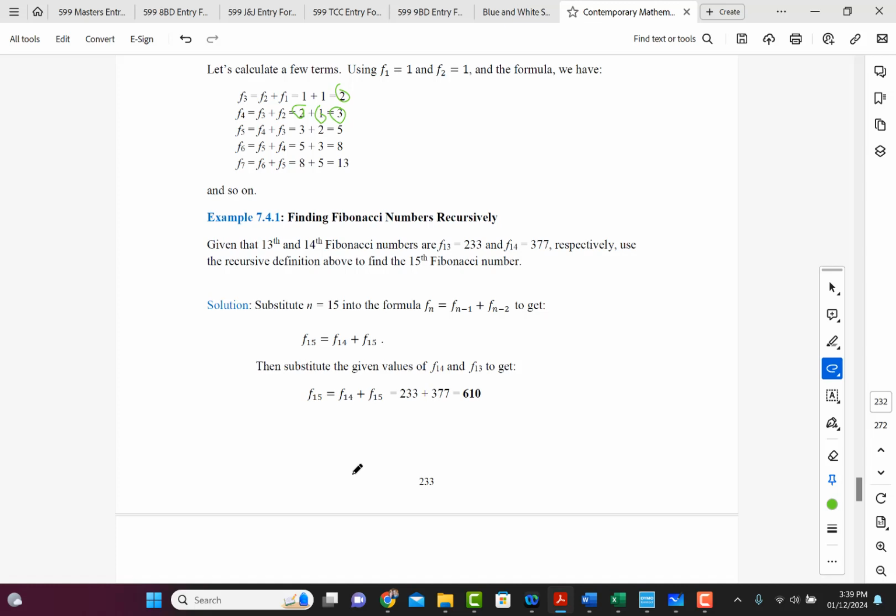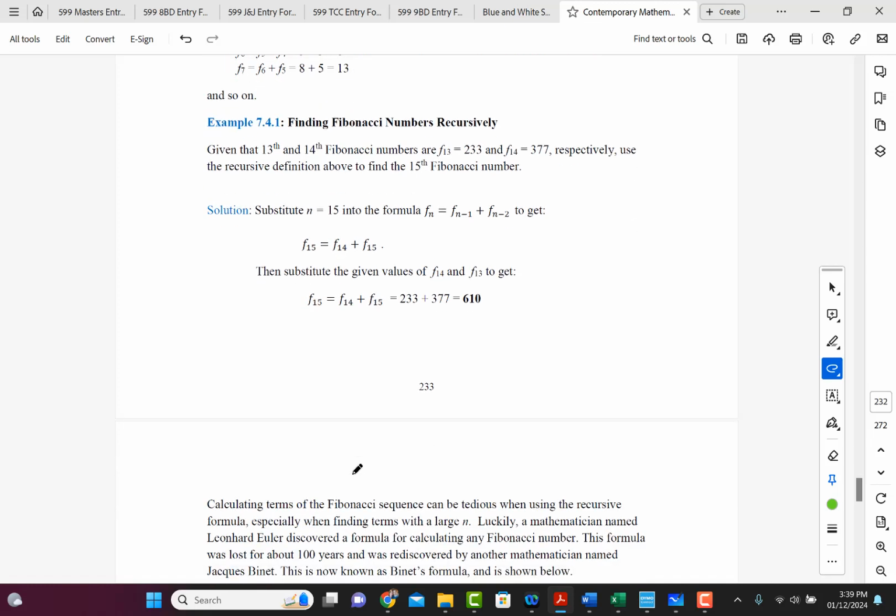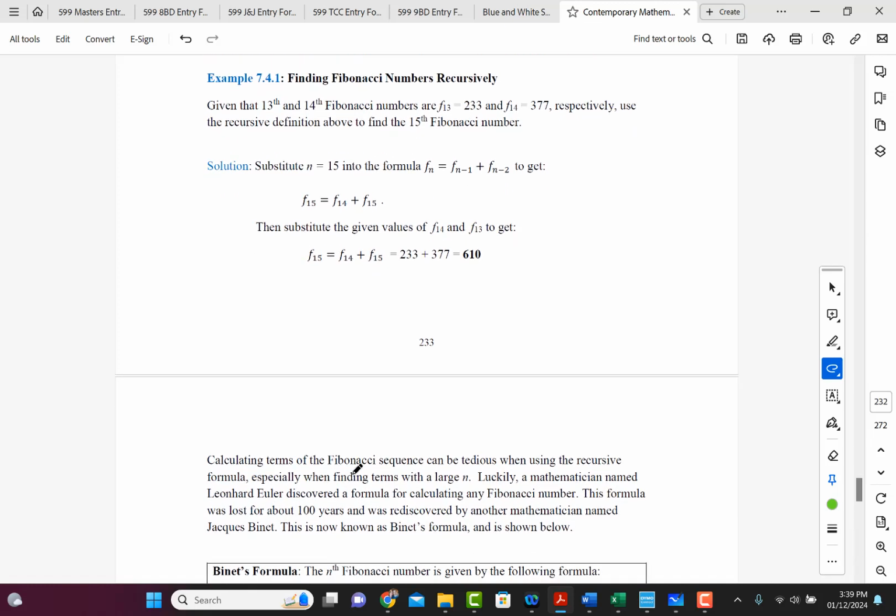Now, let's do an example. Given that the 13th and 14th Fibonacci numbers are 233 and 377, use the recursive definition to find the 15th one. So all we have to do is just add these, which would be 610, right? So 610 would be F15.